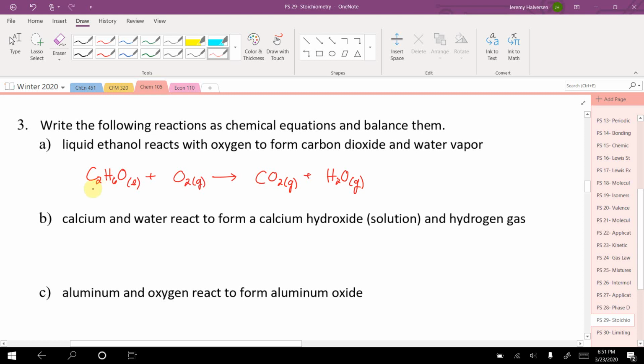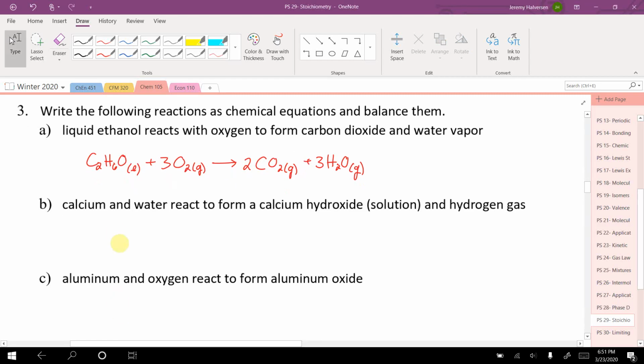To balance it, I need 2 carbons, so I'll need a 2 there. I need 6 hydrogens, so I'll need a 3 here to give me my 6 hydrogens. And now I need 4, 5, 6, 7 oxygens. Here I have 1, so I have 6 left, so I put a 3 there. I'll get my oxygens balanced.